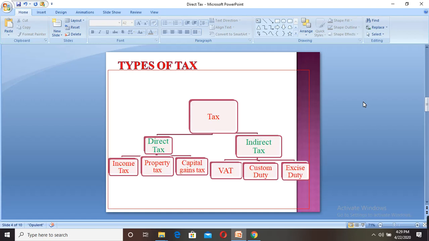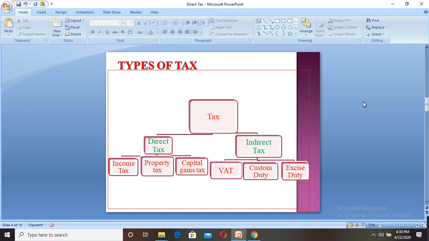The next slide of my class today is types of tax. Many of the students already know there are two types of tax, direct tax and indirect tax. One is direct tax and another is indirect tax. And what comes under direct tax? Income tax, property tax, capital gains tax. They come under direct tax. VAT, customs duty, and excise duty come under indirect tax.